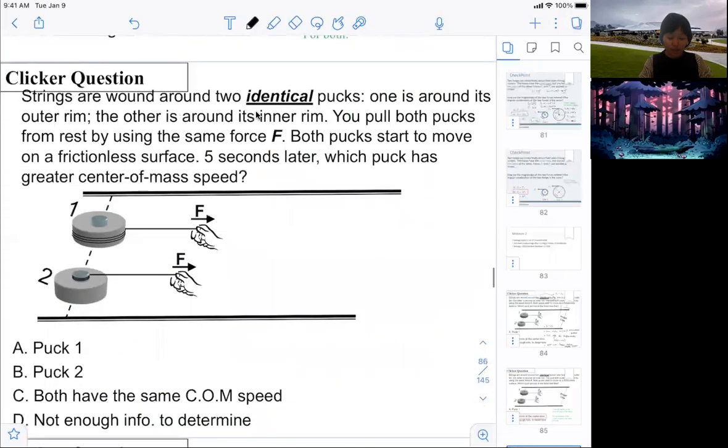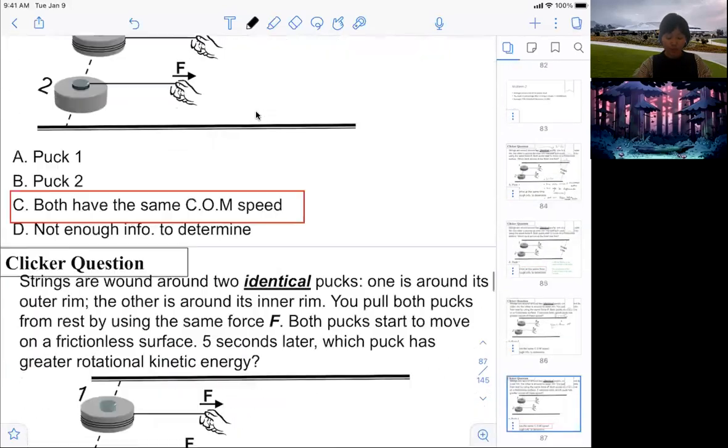Now the next question is asking, instead of which one finished first, after 5 seconds, which one has a greater center of mass speed. So velocity of the center of mass will be acceleration of the center of mass times time. You just said the acceleration is the same because it's governed by the same force according to Newton's second law. So they should also have the same speed, right? We answered they will arrive at the finish line at the same time. So this one, the answer is also C. They have the same center of mass speed. They arrive at the finish line first.